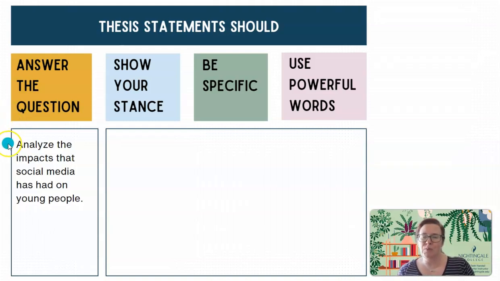So in this example, we're going to look at an assignment that says analyze the impacts that social media has had on young people. Now, this is not a question itself, but there is an implied question. What are the impacts that social media has had on young people? Now, this doesn't ask us to take one side or the other. I can choose what my opinion will be here. And in my sample thesis statement, let's look.